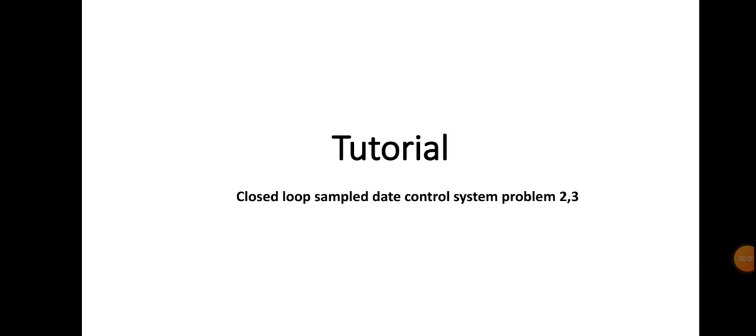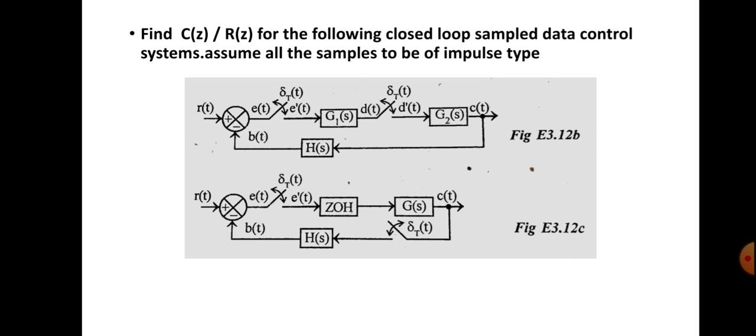Students, today we are going to discuss closed loop sampled data control system problems. We have gone through the theory sections of closed loop sampled data control systems, and now we have the question. Find C of Z by R of Z for the following closed loop sampled data control systems. Assume all the samplers to be of impulse type.